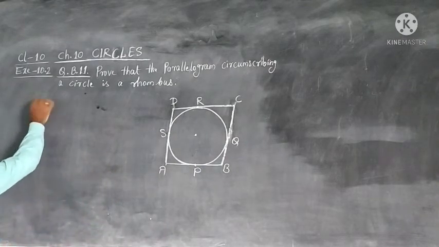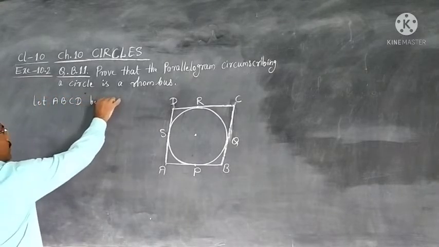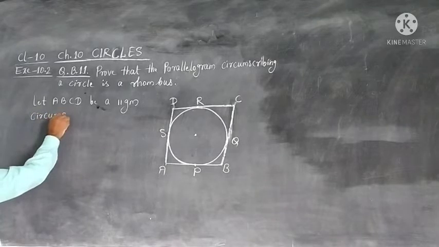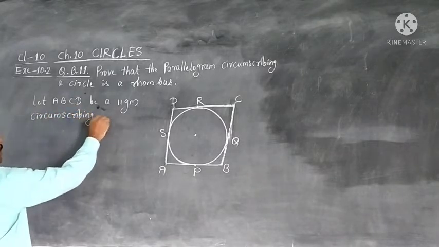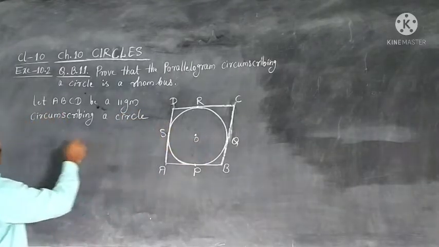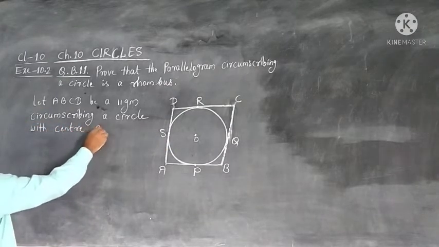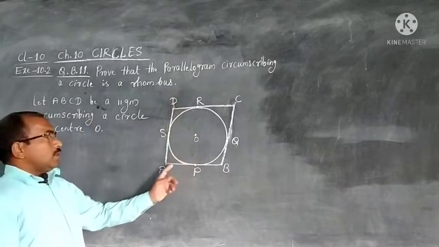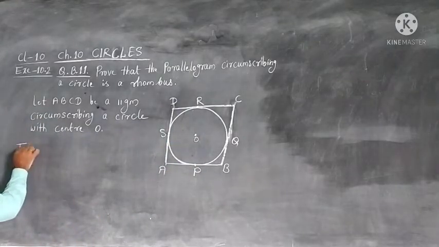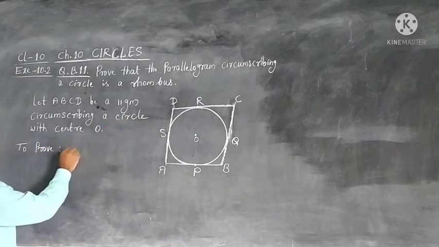Let us start it. First of all, let ABCD be a parallelogram circumscribing a circle with center O. We have shown in the diagram that the sides are touching the circle at P, Q, R and S. What we have to prove? To prove: ABCD is a rhombus.